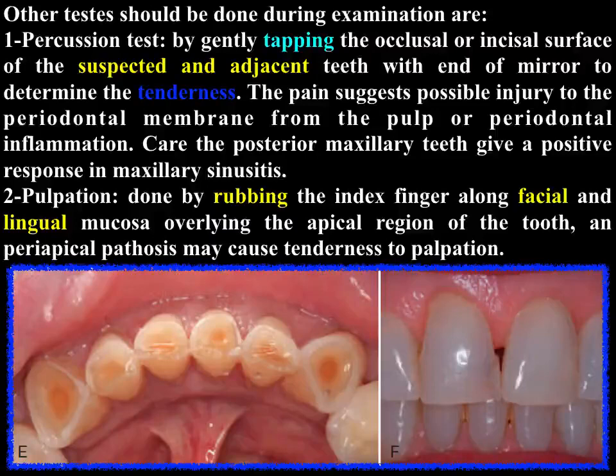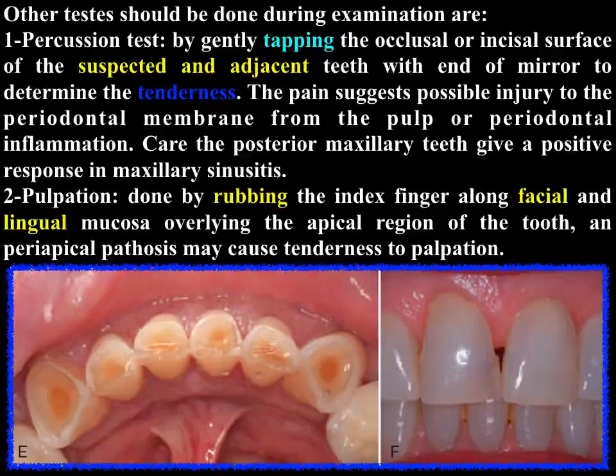Other tests that should be done during the examination are the percussion test, by gently tapping the occlusal or incisal surface of the suspected and adjacent tooth with the end of the mirror and determining the tenderness. The pain suggests possible injury to the periodontal membrane from pulp or periodontal inflammation. Care: the posterior maxillary teeth give a positive response in the maxillary sinus.